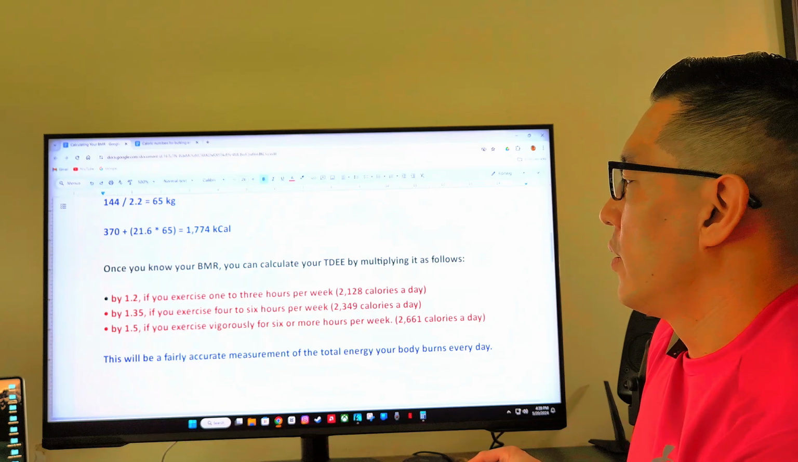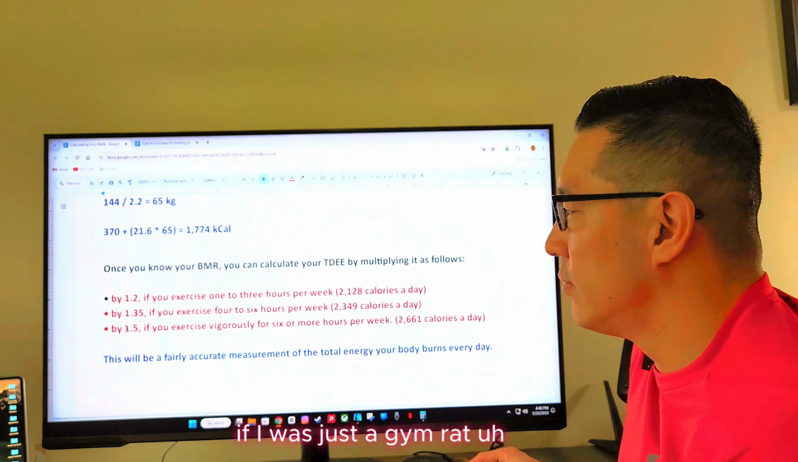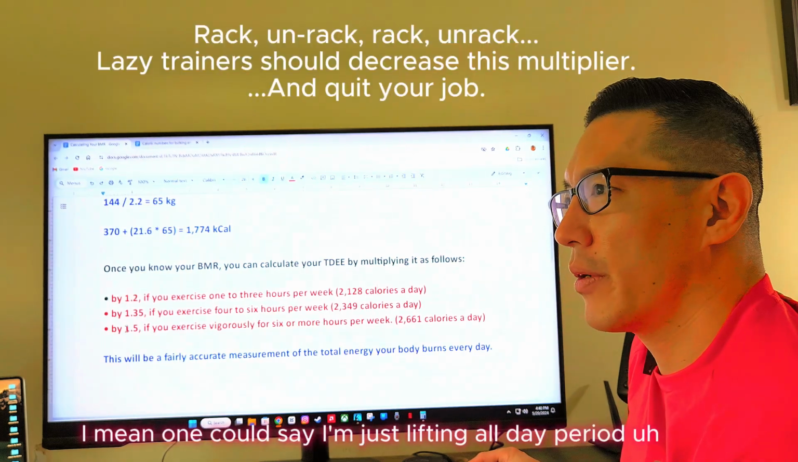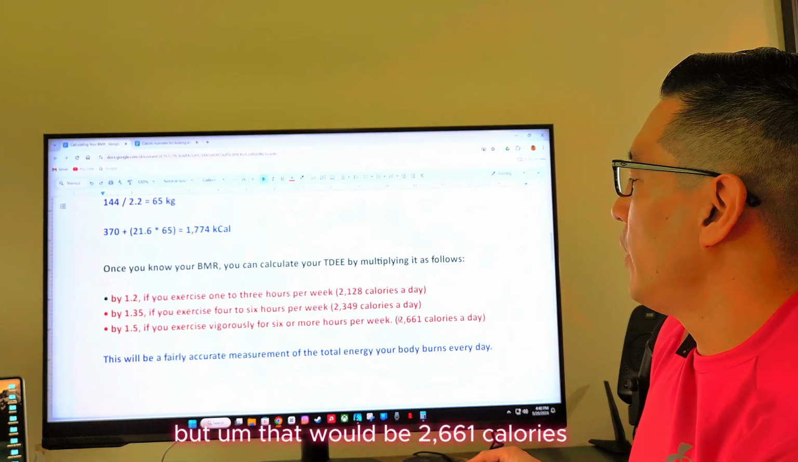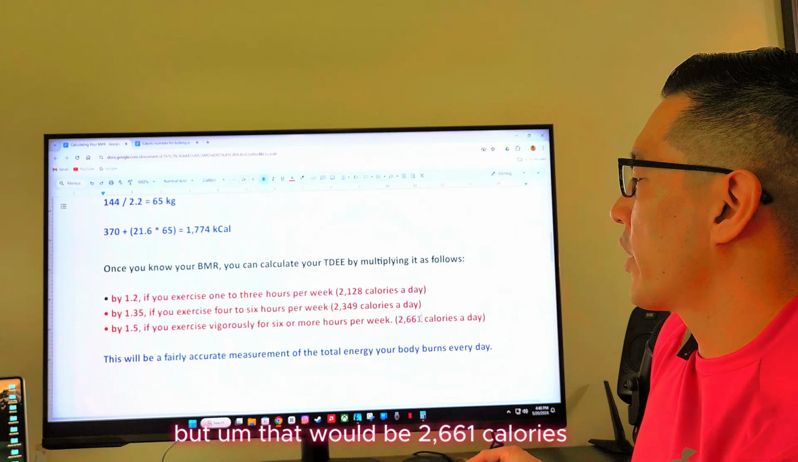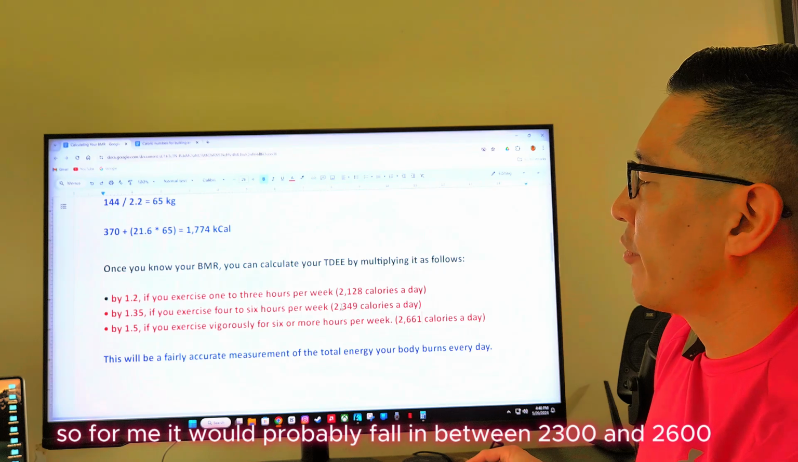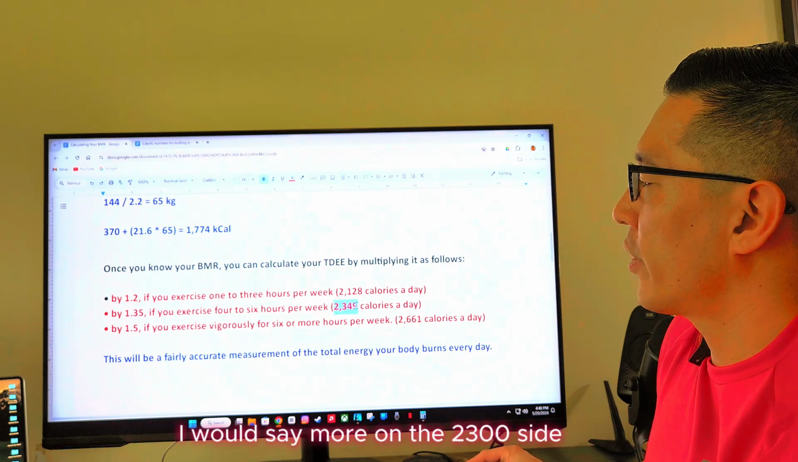And then if I was just a gym rat, I mean, one could say I'm just lifting all day, period. But that would be 2,661 calories. So for me, it would probably fall in between 2,300 and 2,600. I would say more on the 2,300 side.